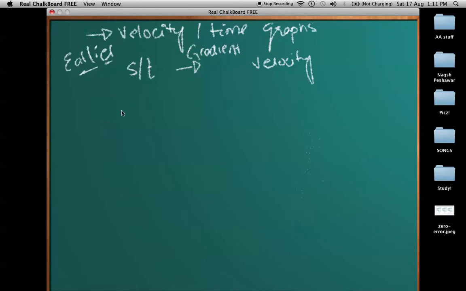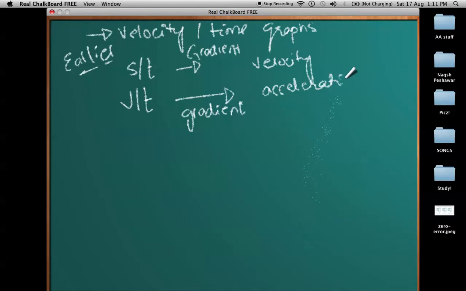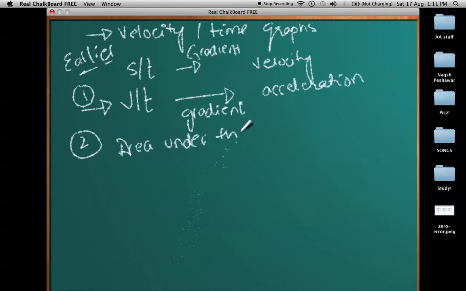What about a velocity time graph? Well, if you guessed it right by now, the gradient of a velocity time graph gives you the acceleration at that particular point. This is the first thing that we can get from this. The gradient will give us the acceleration. Also, the area under the curve will give us the displacement.